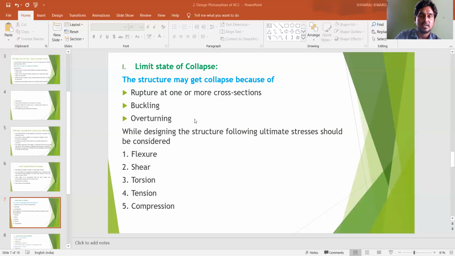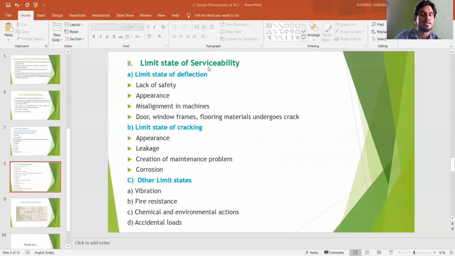Next, after designing the structure against collapse, it is checked against serviceability, that is the limit state of serviceability. The second limit state, serviceability, includes deflection, cracking, and other limit states such as vibration, fire resistance, chemical and environmental actions, and accidental loads. Keeping these limit states in consideration, the structures are checked against serviceability.